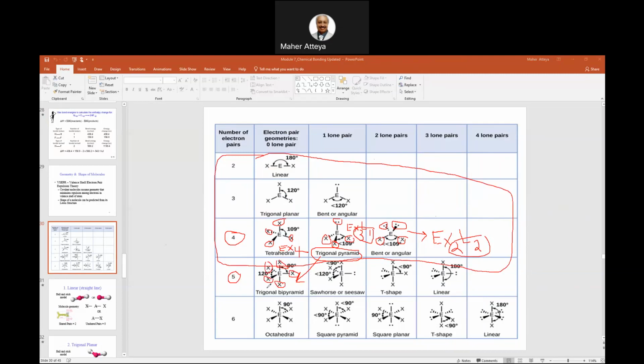So the code here for trigonal bipyramid is EX5. Right, guys? EX5. Now, if you start introducing a lone pair here, so we did here a lone pair, correct? So this is called sawhorse. Sawhorse or seesaw. So seesaw or sawhorse.